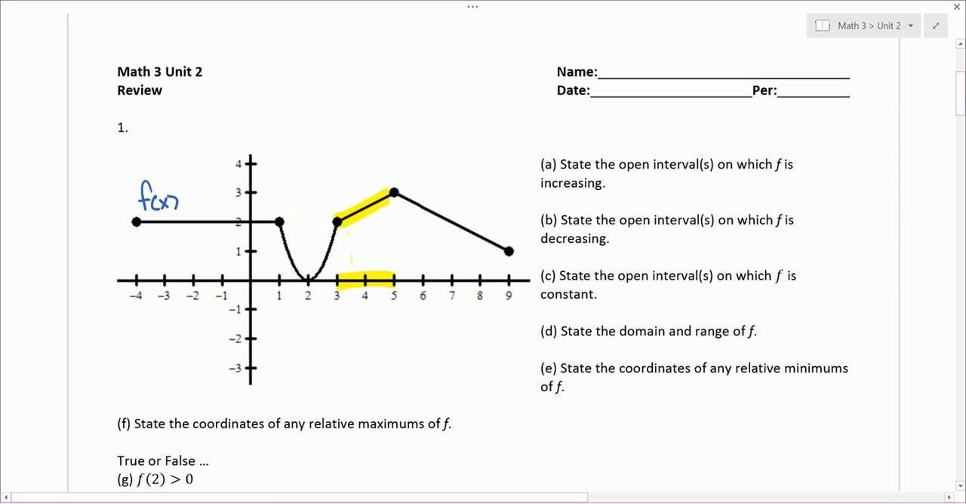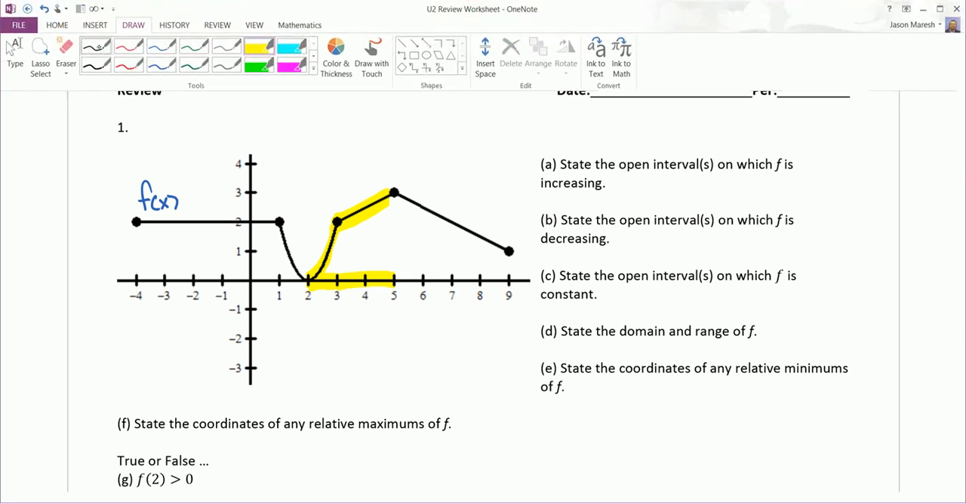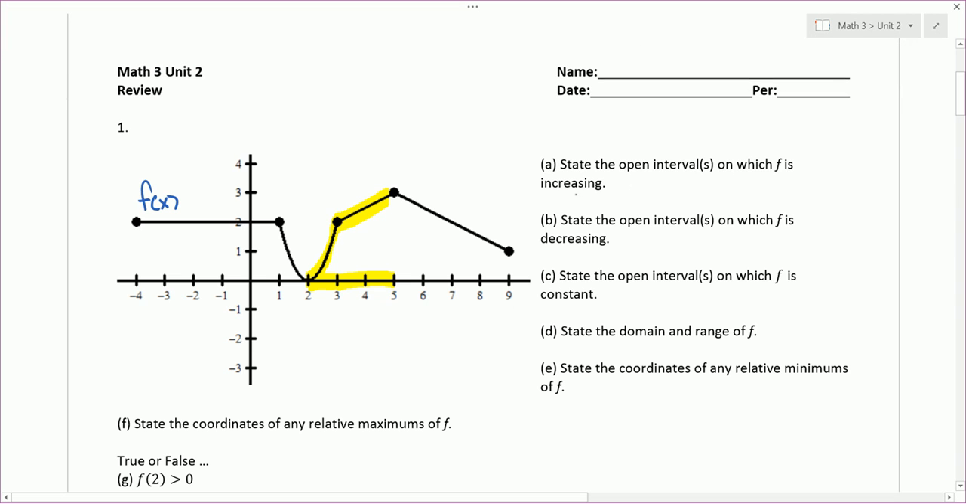There is another spot where it's increasing, this part right here. It's increasing here and it keeps increasing, so we also want to include that part of the interval. Those are the only places that are increasing, and they're connected. So we're going from 2 to 5. We're putting this in interval notation, and it says open. When you see that word open, you're just using parentheses. So parentheses 2, that's our starting point right here, comma, we're going all the way over to 5.